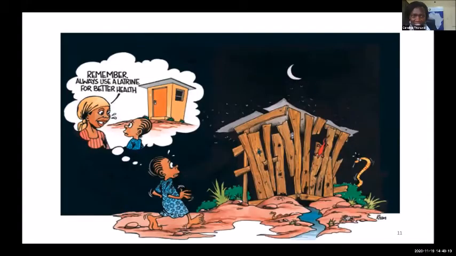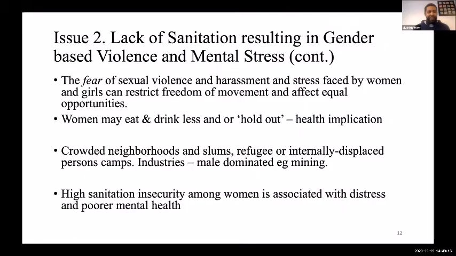Yes, so what we're saying is as women carry water, there are also health implications. Basically, there are several issues, and the second one would be lack of sanitation resulting in gender-based violence and mental stress.